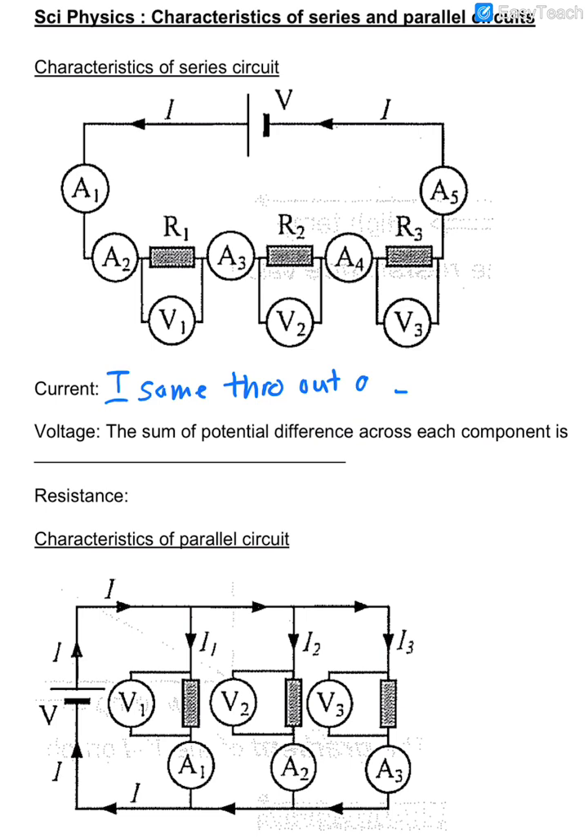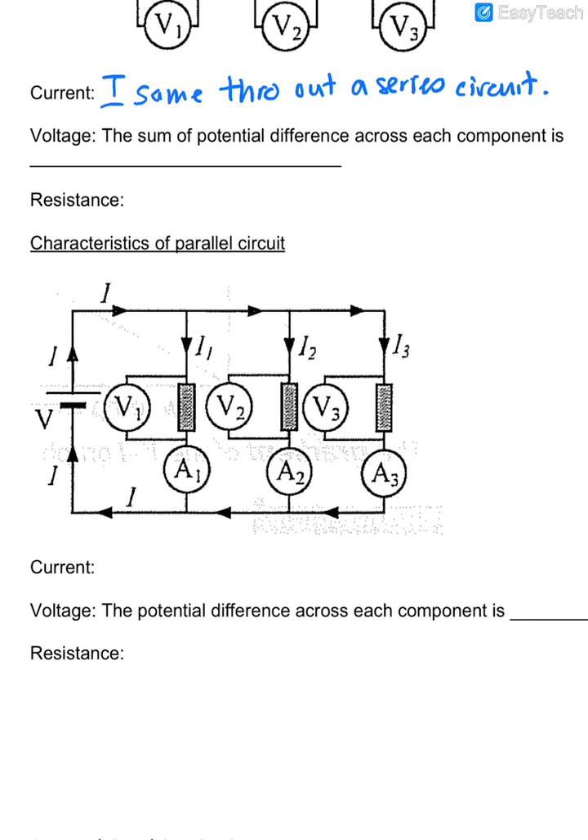Same throughout a series circuit. Okay, now if you were to look at a parallel circuit, just like I said just now, you can see for yourself, current starts from here, comes to here, then what happens? It splits into three parts, right? Splits into three parts, and when it comes back here, it rejoins, it becomes current I again. So if let's say here was 1 ampere, here will be 1 ampere.